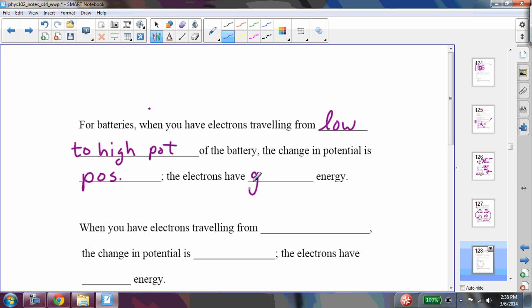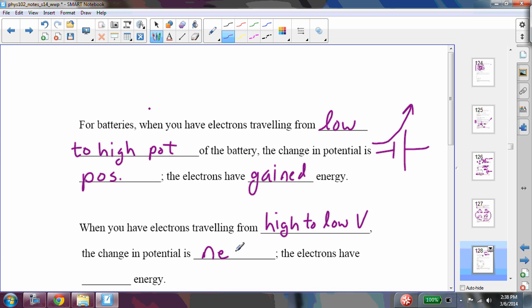The electrons have gained energy. Remember, for a battery, this is like moving along here, and your electrons gain energy. All right, the energy of your charges increases. When you have electrons traveling from high to low potential, the change in potential is negative. The electrons have lost energy.